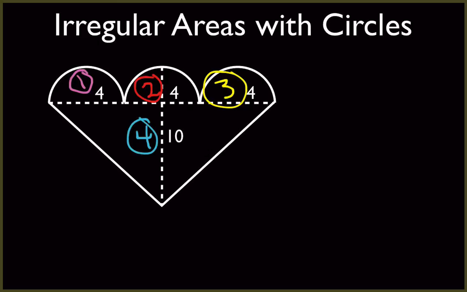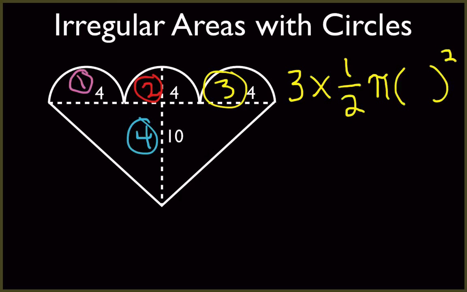Starting off with the circles, the good thing is since all the circles seem to be the same, we can just say that we have 3 of them, 3 times the half circle. The formula for a half circle is 1/2 pi times the radius squared. So all I have to do is figure out what's my radius. Well, the whole distance across is 4. I know it kind of looks like it's half, but unless it's marked, it's the whole distance across. So the radius is 2.